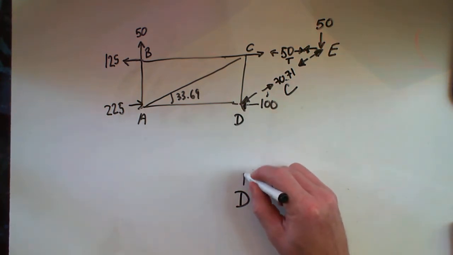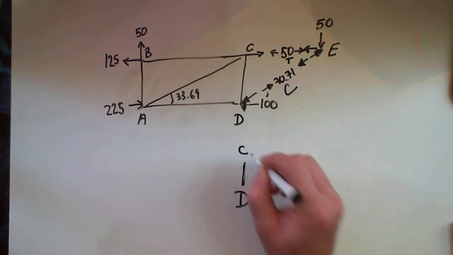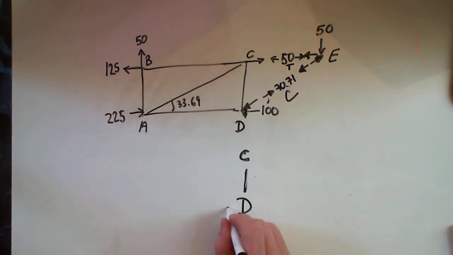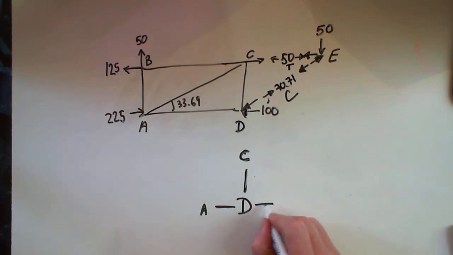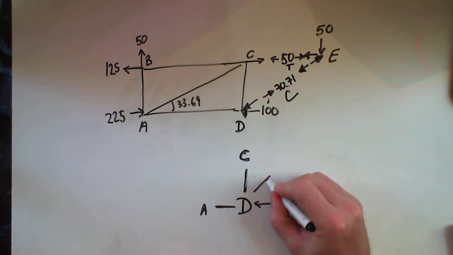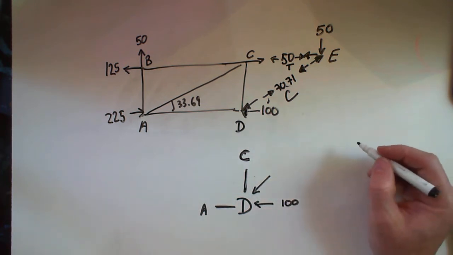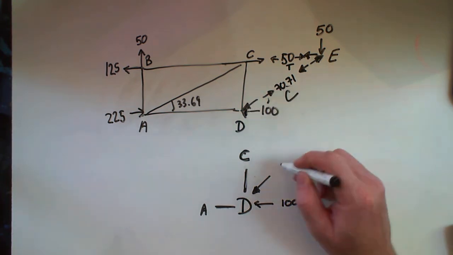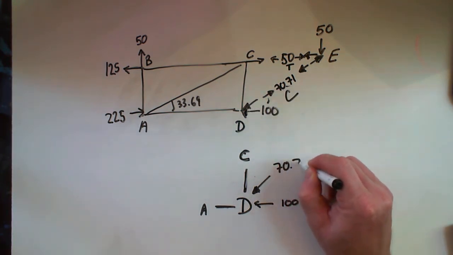Anyway, node D has a vertical member that goes up to C. We don't know anything about that force yet. It's got a horizontal member that's coming from A. We don't know anything about that member yet. It's got a force of 100 that is coming in purely horizontally. And then we have a vertical force that's coming in that we calculated from there, and that is going to be 70.71.